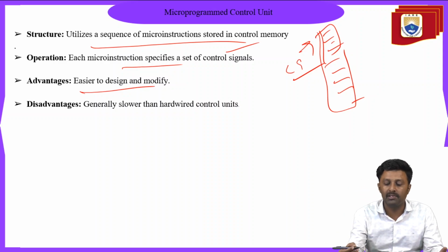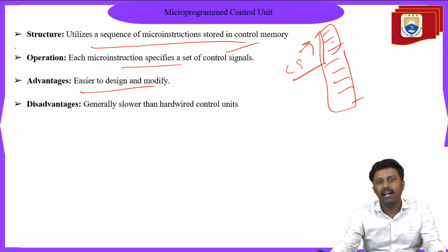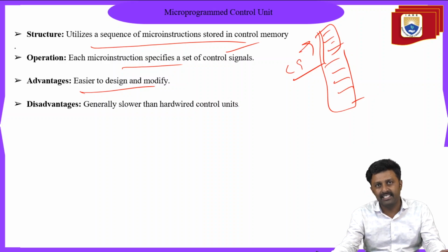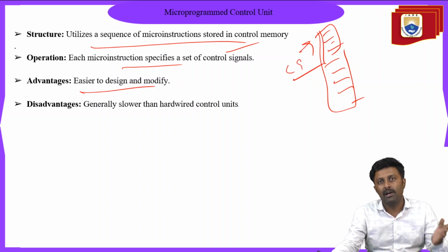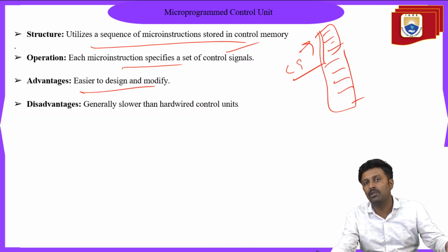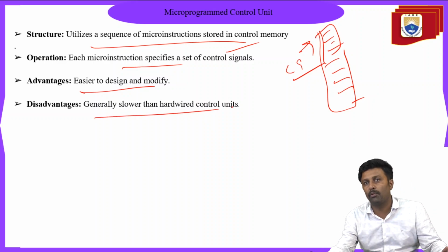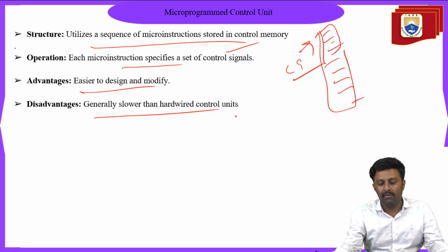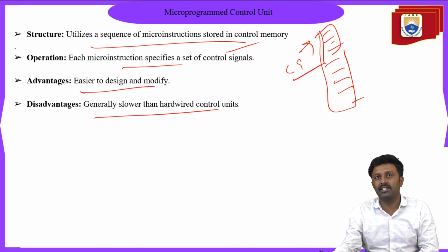and we can modify it also, since we are writing the micro instructions in the control memory. So the instructions can be changed easily, whereas in the hardwired one it was not possible because it is very difficult to change the hardware. The only disadvantage with the microprogram control unit is that it's generally slower than the hardware control unit, because we have to depend on the instructions stored in the control memory.